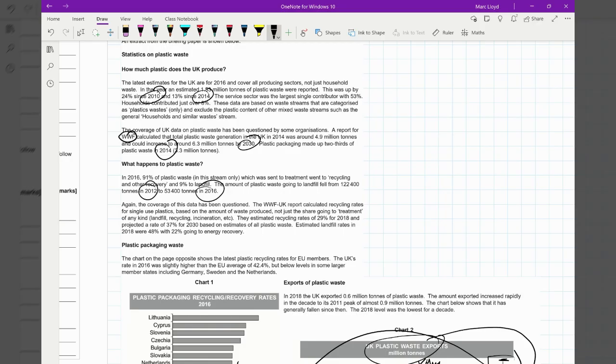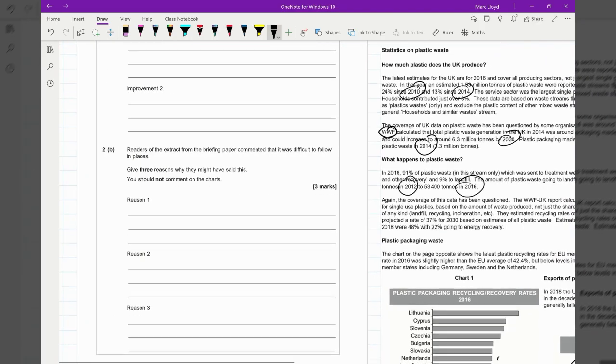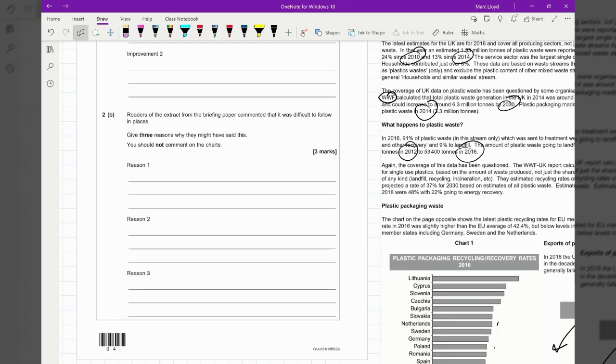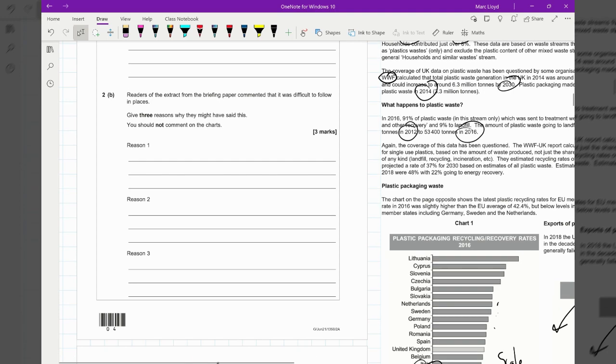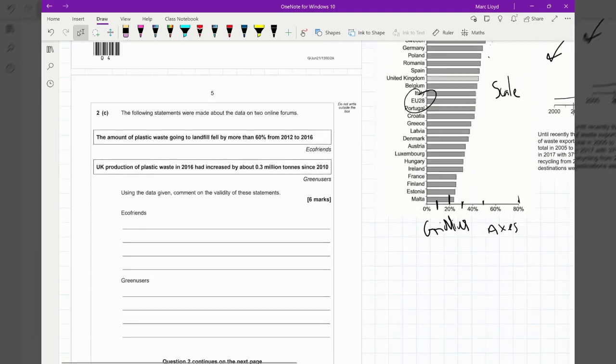And then finally, it says they do not list all the different types of treatment. It just says etc. So that's kind of an explanation there for part B. And for all these reasons, you just get 1 mark per reason. So make sure that you're writing them clearly into that area.